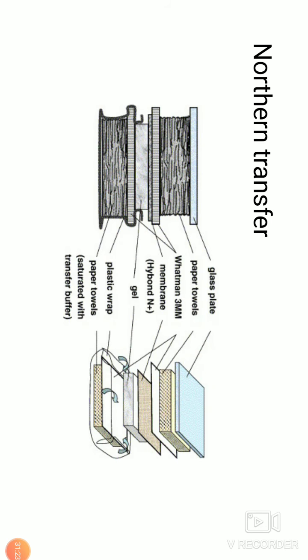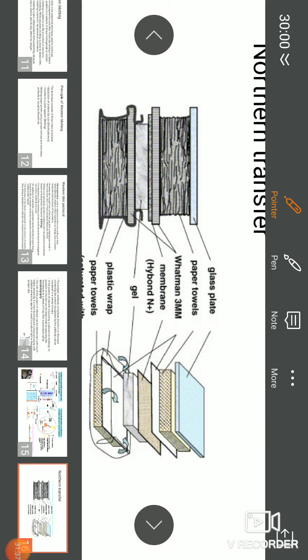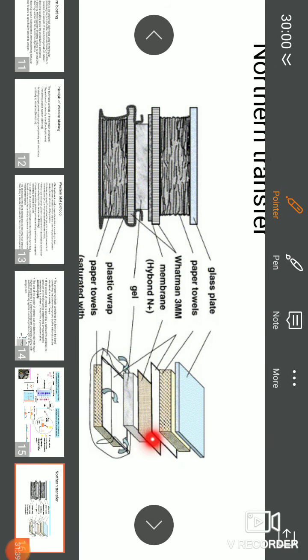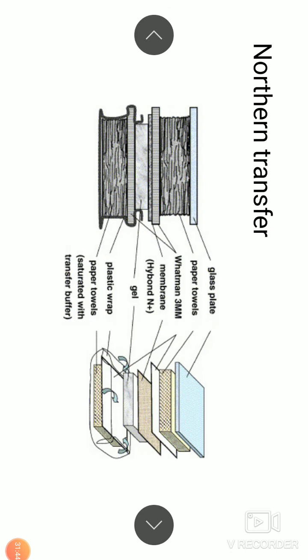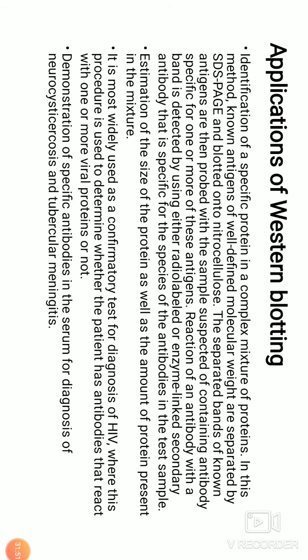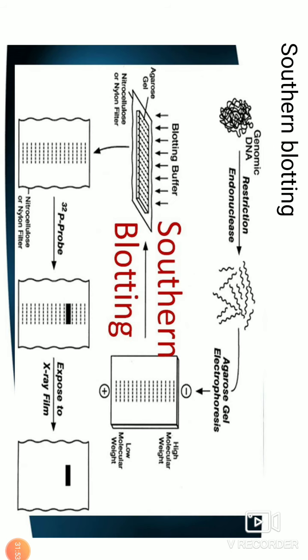First you have a tank which contains the transfer buffer, then you have a solid support, and then you have the agarose gel, and on top of that the membrane, on top of that the Whatman filter paper, gel towels, and then a glass plate or weight which can bring about capillary action, and there is transfer onto the membrane.